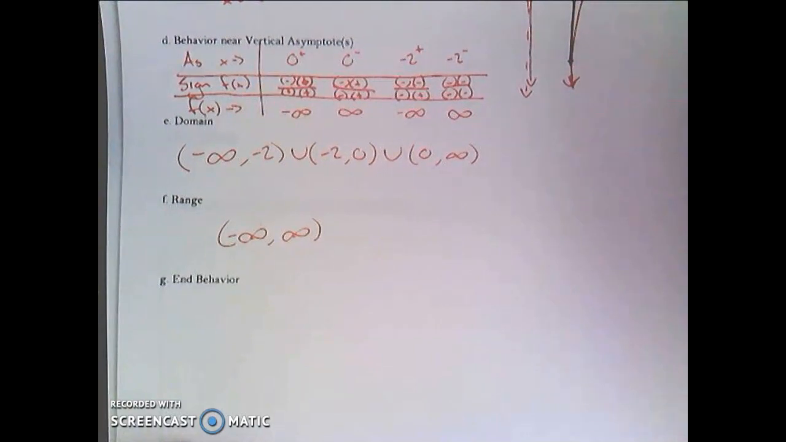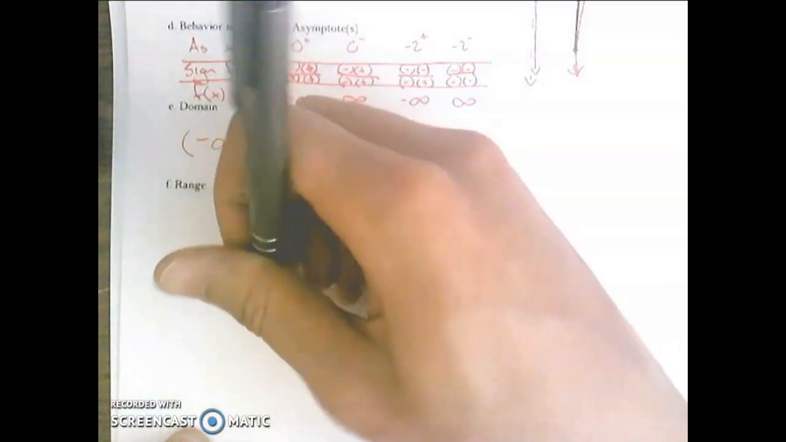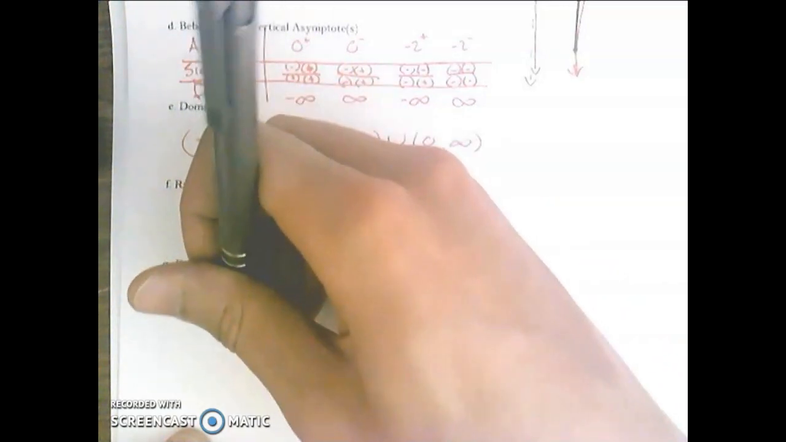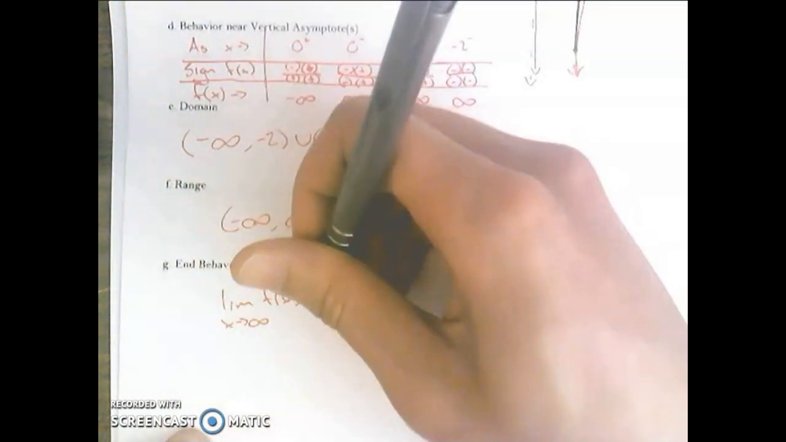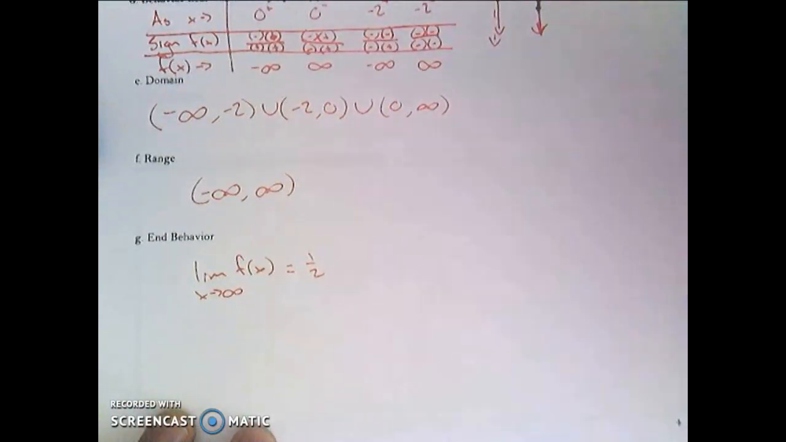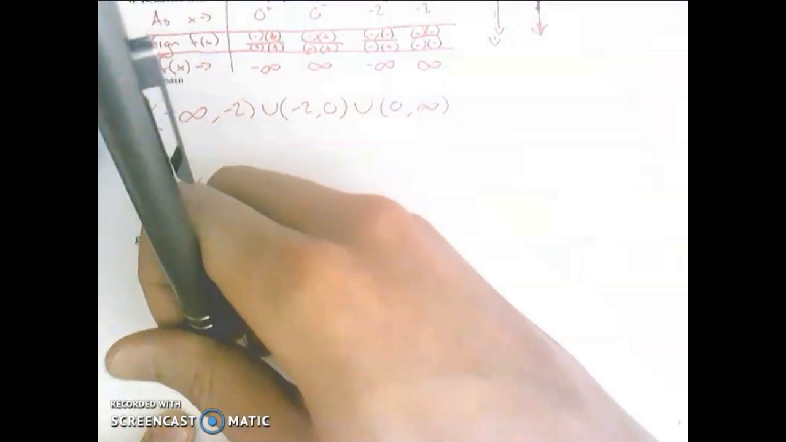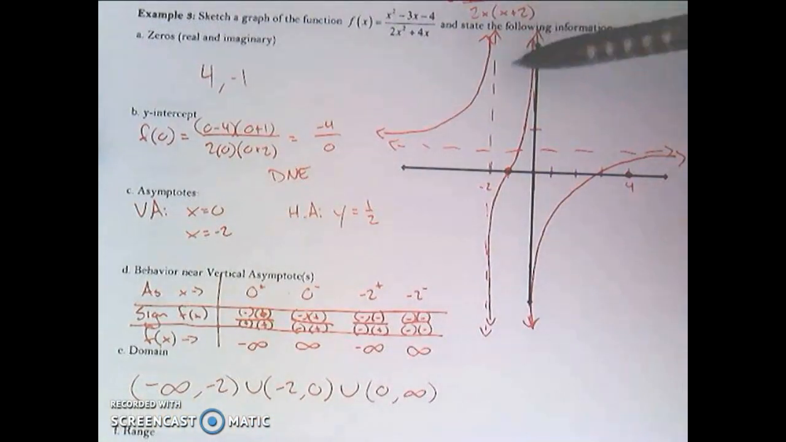Last but not least, our end behavior. So we're going to use our limit notation. As x approaches infinity, our function f of x approaches 1/2. And likewise, the limit of f of x as x approaches negative infinity. As we move to the left, we are approaching 1/2.